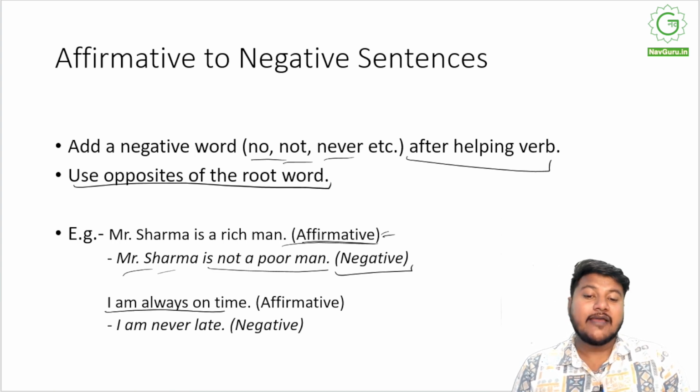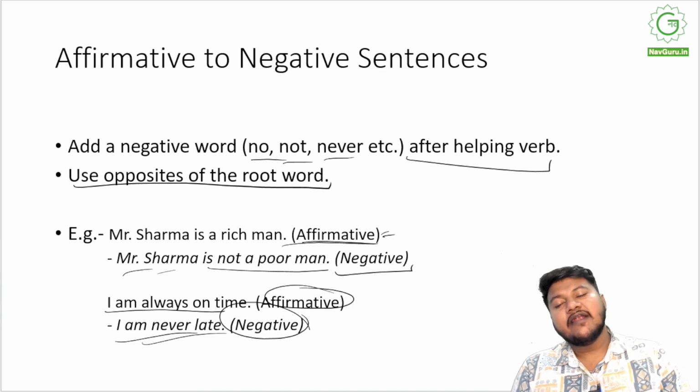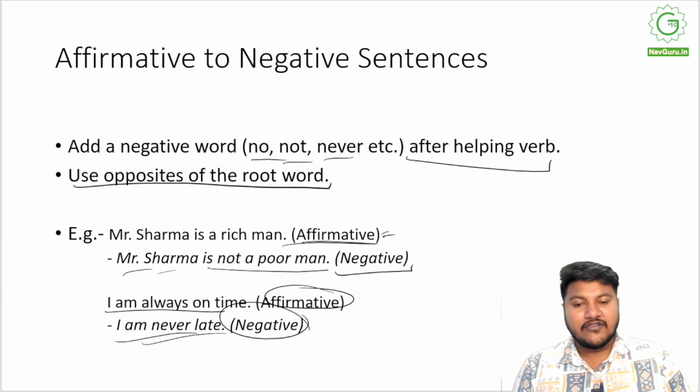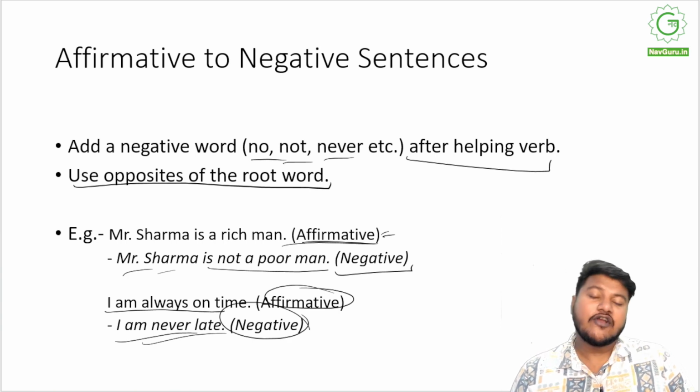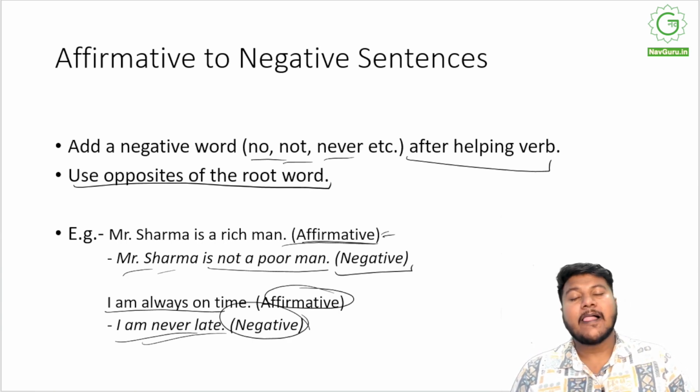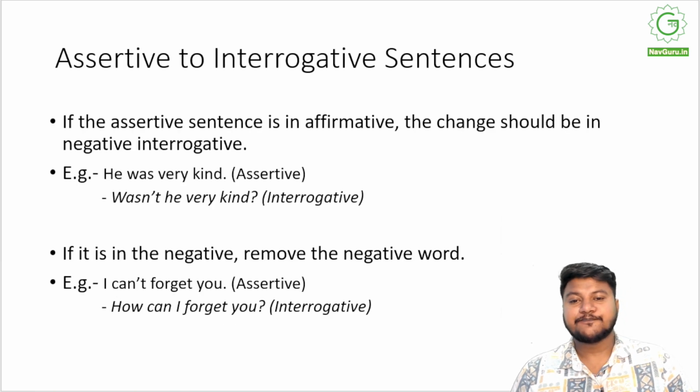I'm always on time is an affirmative sentence. I am never late is a negative sentence, right? So use antonyms of these words if need be, but always remember to use negative words. Always remember to add negative words after the helping verb.